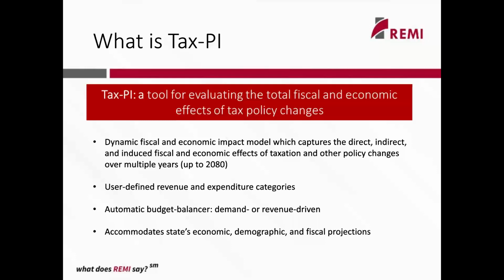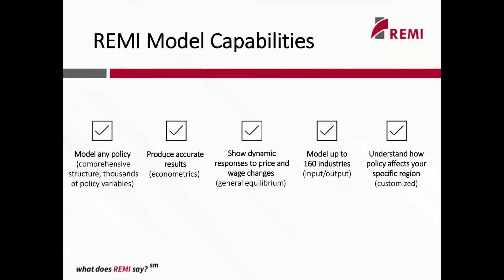And this is a very quick outline of some of the capabilities of the model. You can model any policy producing accurate results. And as I mentioned before, there's a way to show the dynamic responses to any regional shock. Our models come in either 23, 70, or 160 industry sectors. Those are based off of NAICS codes. The model we're using today will be a 70 sector, and I believe Tax PI only comes in 70 or 160. And finally, the models are used to really understand how policy is affecting your specific region and economic and demographic context.